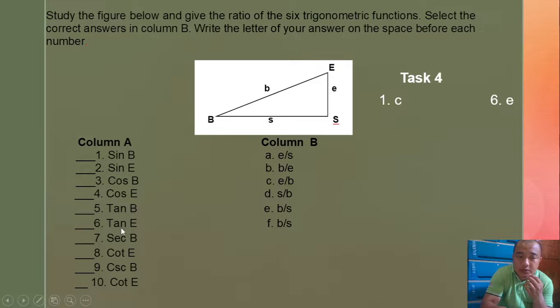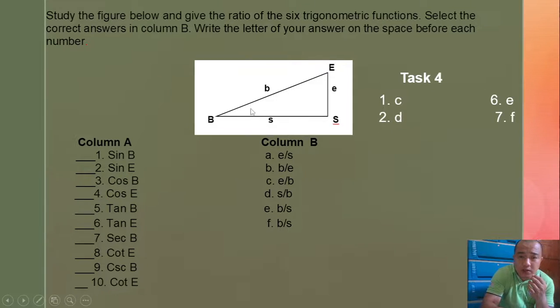How about number 6? Tangent E. Tangent E is opposite side over adjacent side. So S over E. Number 6, E is S over E. Okay? Medyo nagkamali tayo dito. Sinulat yata kasi pareho yung E and F. So it should be E, S over E. S over E.